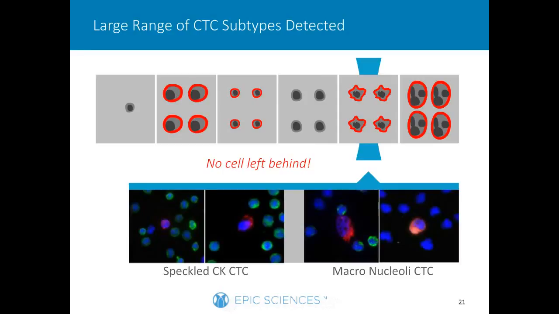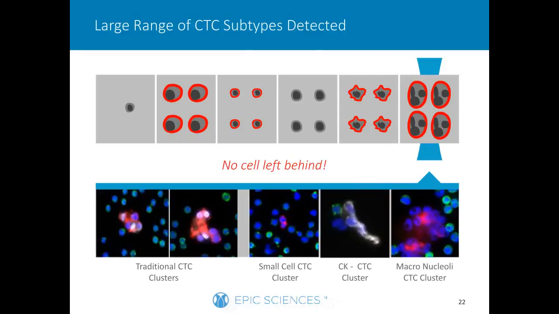So there are a lot of other morphological features that help us further characterize the CTC. We can look at very detailed morphologies. We can see the speckling of cytokeratin. We can look for macronucleoli, which could be associated with nuclear instability. We could also look for clusters. And so this is a big advantage.